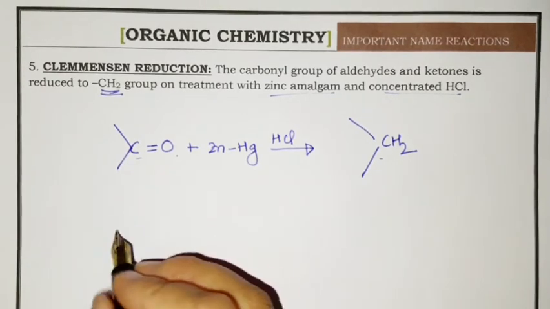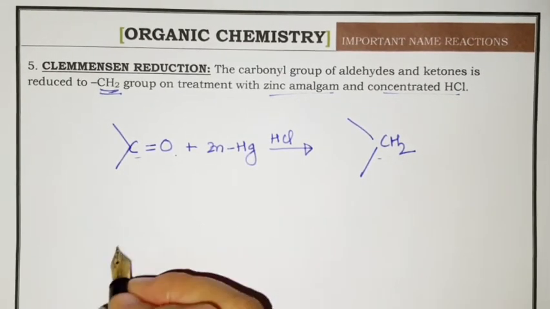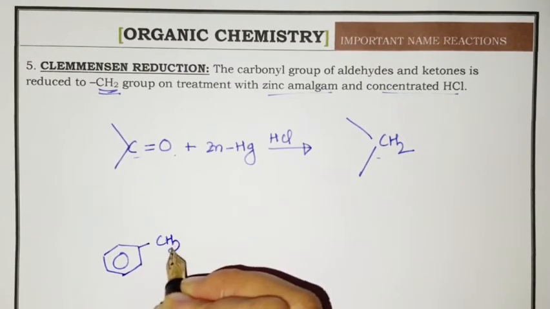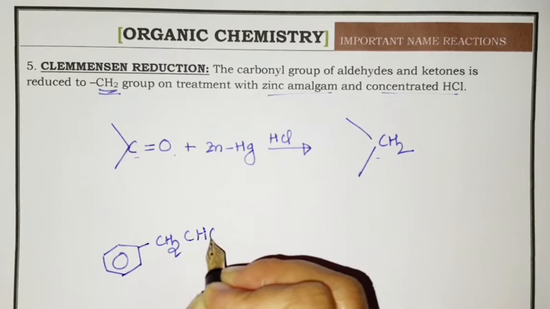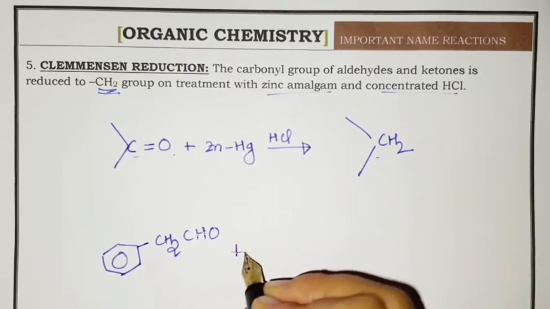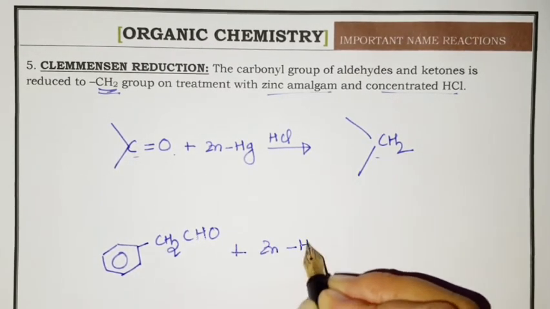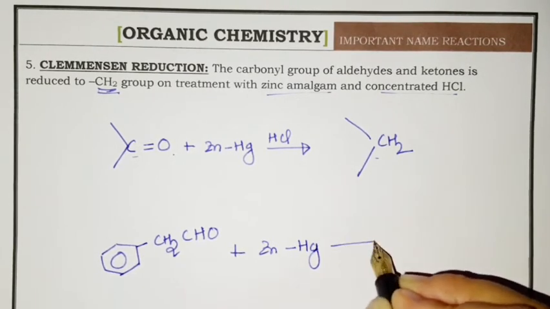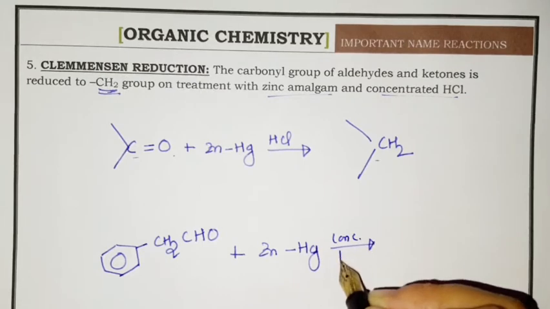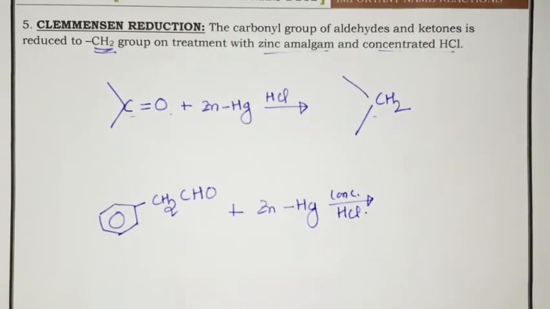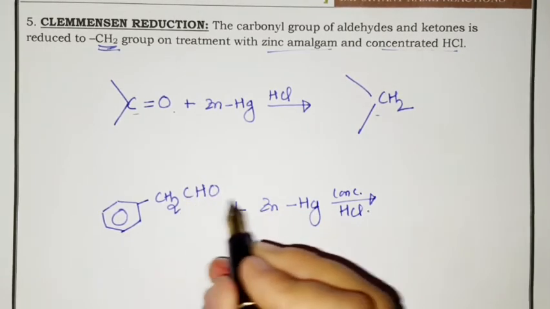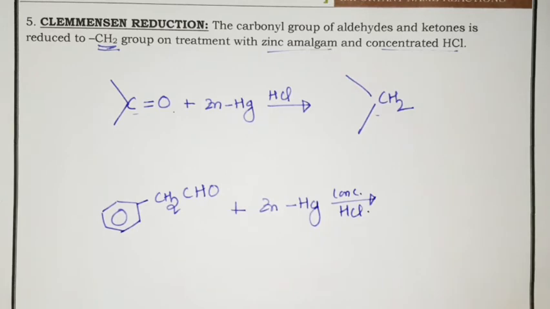For example, if we have a benzene ring, CH2, then CHO. If we are doing this Clemmensen reduction, that is, reaction with zinc amalgam and hydrochloric acid, what happens is the CO group will change to CH2. Now here you need to know which one is your CO, right? So for an aldehyde, whenever you write down an aldehyde, how are you going to write it?